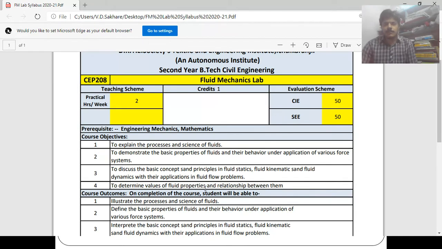This fluid mechanics course has an external oral examination also. This CIE has 50 marks, and as I said, the semester end examination, that is the external oral examination, has 50 marks.